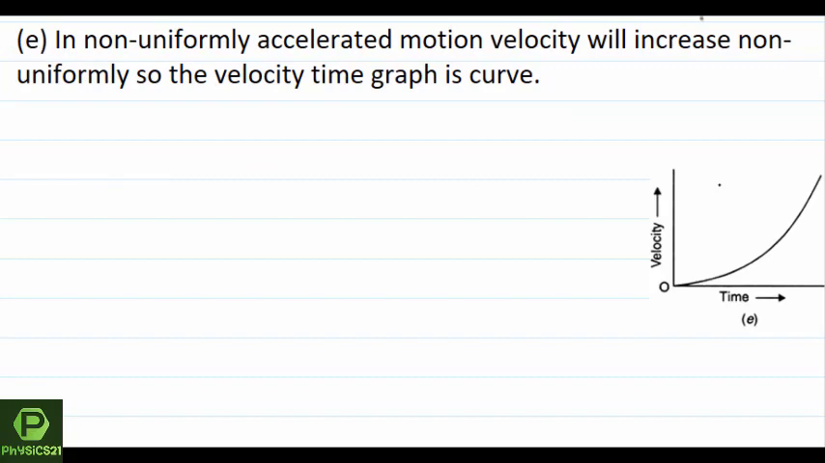Now this is the last case in which the body is in non-uniformly accelerated motion. It means the velocity will increase non-uniformly with respect to the time, so the graph will be curved. It represents non-uniformly accelerated motion.